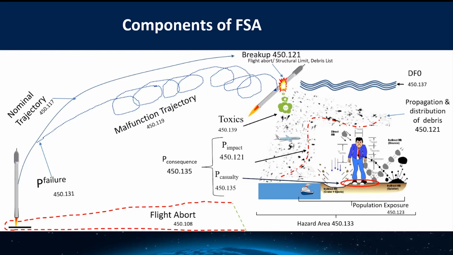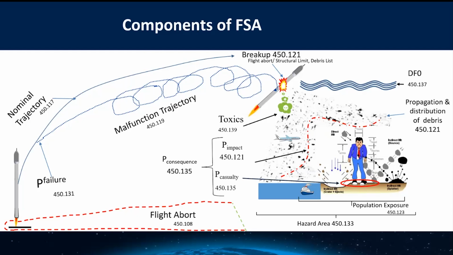Another important input into the flight safety analysis is the population exposure under 450.123. This is the procedure the applicant establishes to acquire population data and determine vulnerability to individuals. This is of critical importance, as this is the population that we are trying to protect.